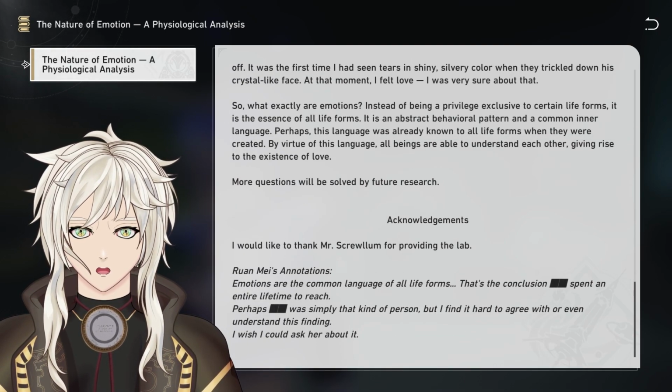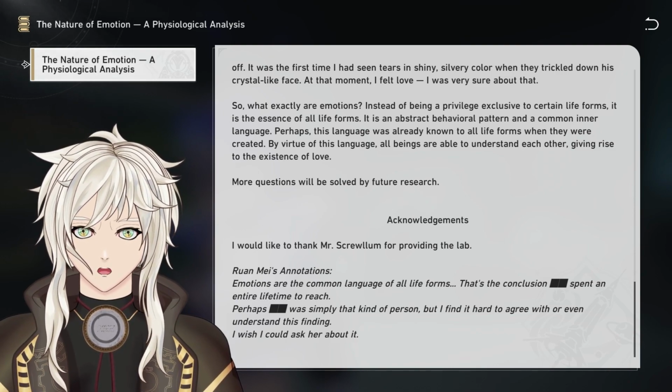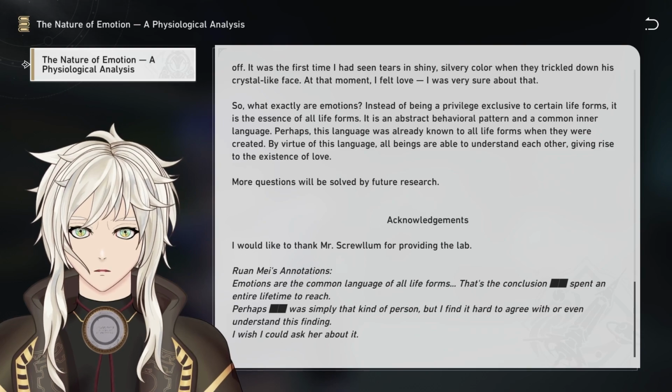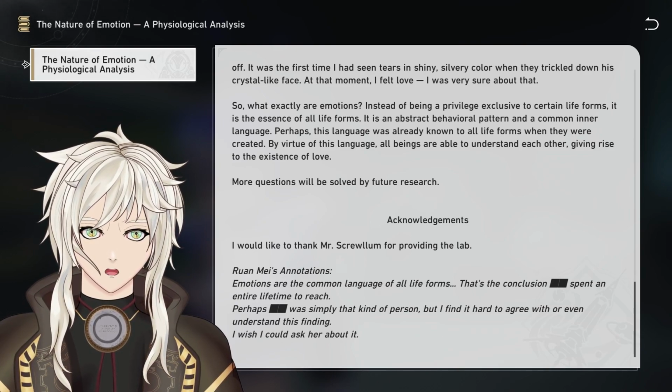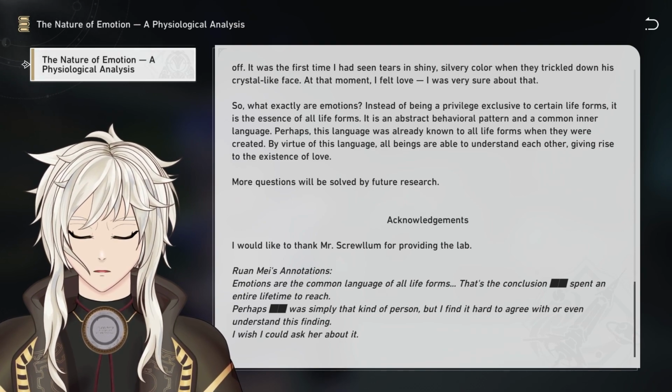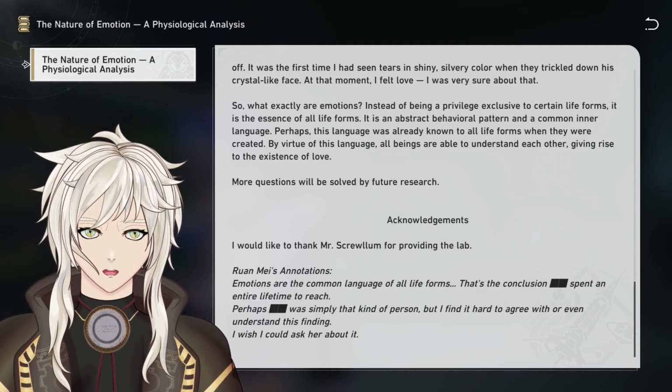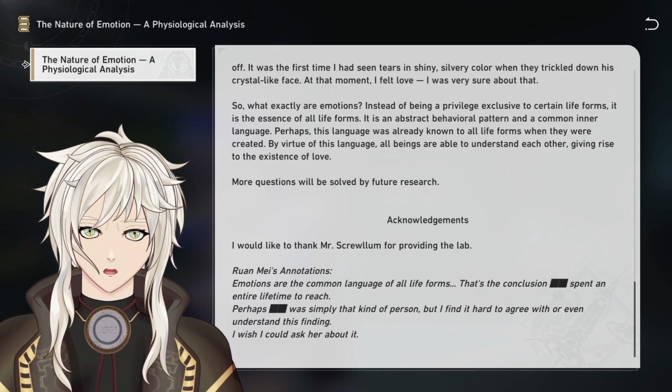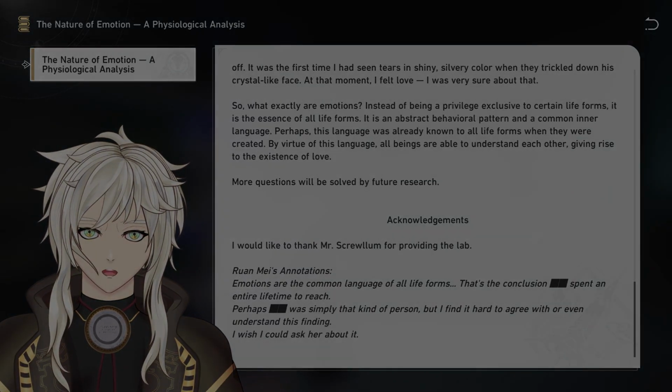Acknowledgements. I would like to thank Mr. Screwlum for providing the lab. Round maze annotations. Emotions are the common language of all life forms. That's the conclusion Redacted spent an entire lifetime to reach. Perhaps Redacted was simply that kind of person, but I find it hard to agree with or even understand this finding. I wish I could ask her about it.